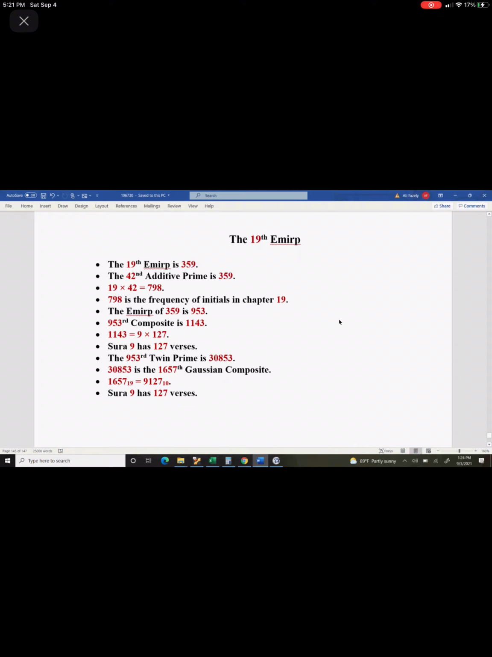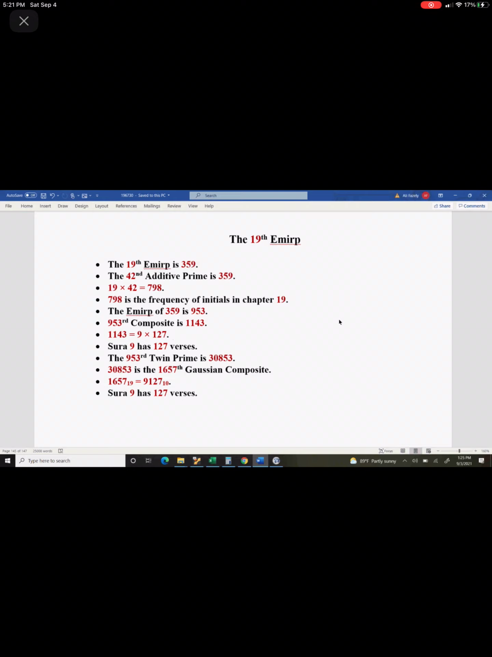Okay, so I'm going to go back to the 19th Emirp. Emirps are those primes that, if you write them backwards, are also another prime. So it's basically the mirror image of the number. And the 19th Emirp is 359. And chapter 3, verse 59 actually tells us a universal fact.